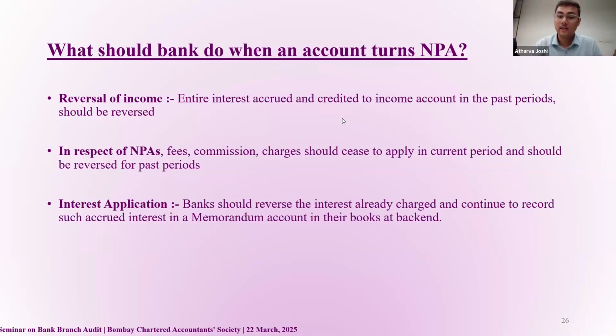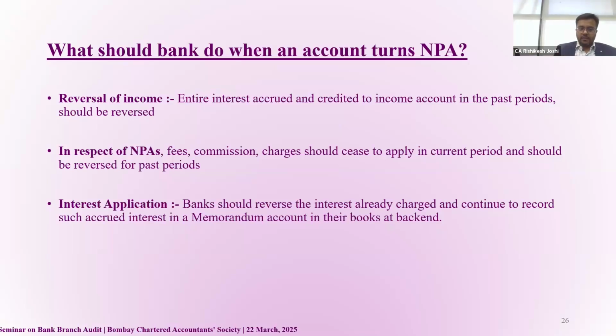So, when an account turns NPA, the bank should reverse the interest which is already charged in the account by debiting the P&L account, and the bank should stop further application of interest in the borrower account. However, the bank may continue to charge the interest in memorandum books of the bank on the back end. And we should also take note that while we calculate the amount of gross advances, we should not take into consideration the interest which is accrued in memorandum books of account.